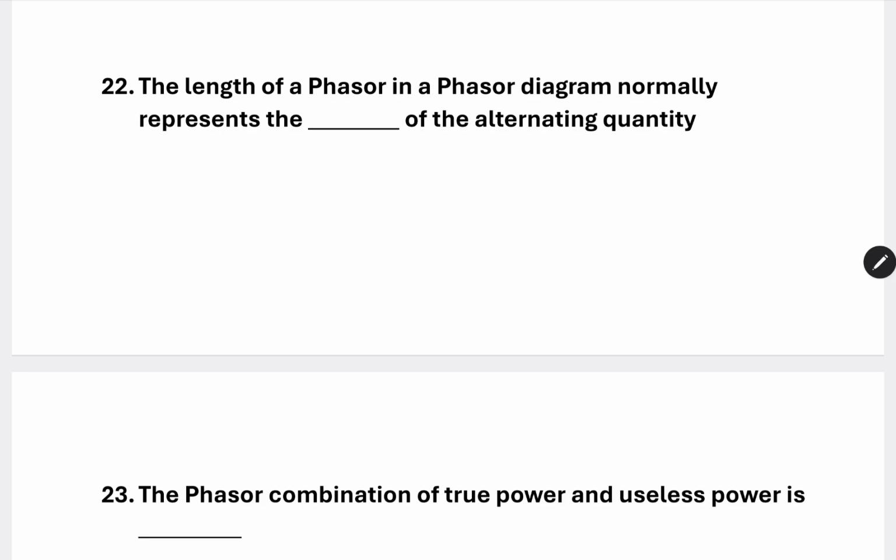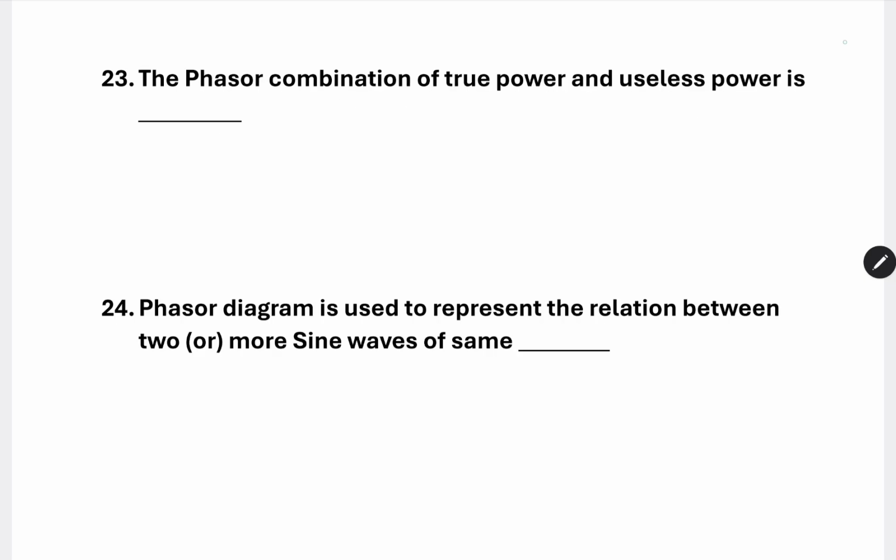Question number 22. The length of a phasor in a phasor diagram normally represents the dash value of the alternating quantity. That means whether it represents peak value, RMS value, or average value. The length of the phasor in the phasor diagram is going to represent the RMS value of the alternating quantity.